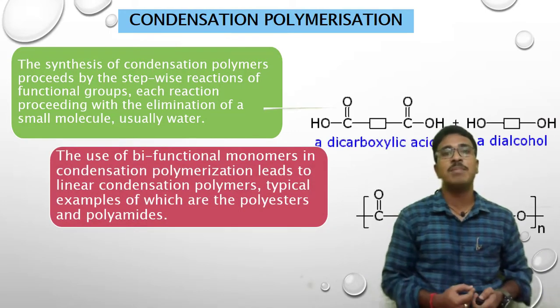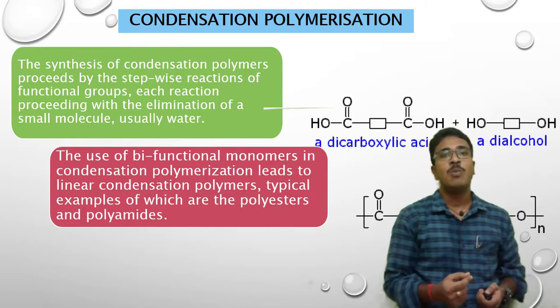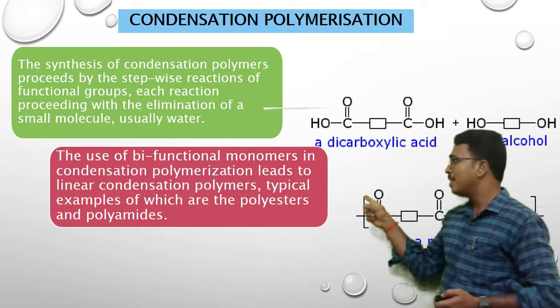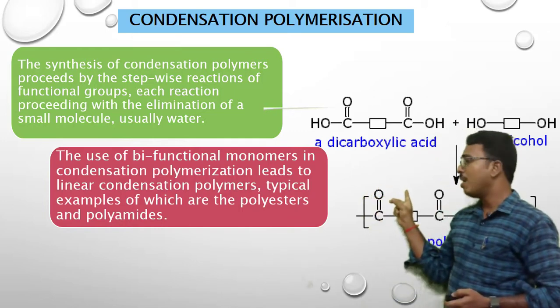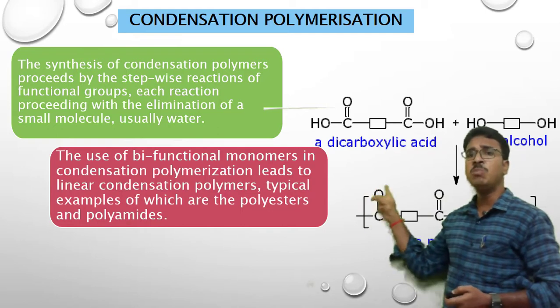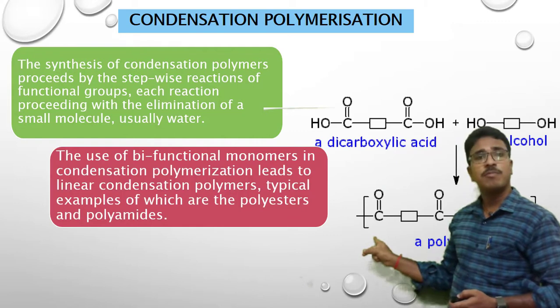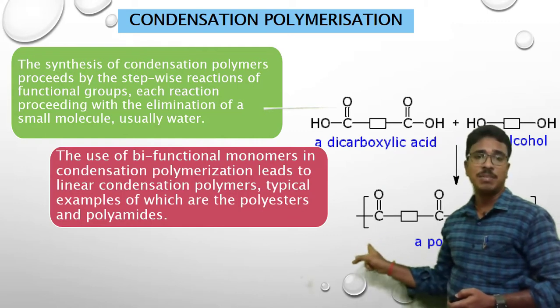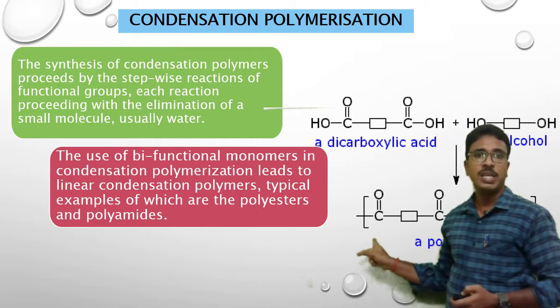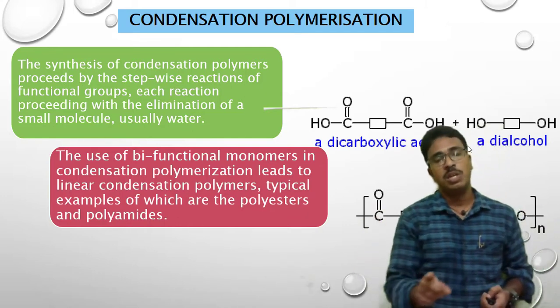Here you can see in this chemical reaction, we are taking two bifunctional monomers. One is dicarboxylic acid and the second one is dialcohol. By reacting these two monomers, it leads to a final polymer, which is nothing but polyester here. This reaction is followed by a removal of water molecules.